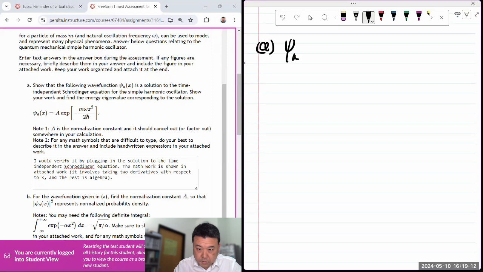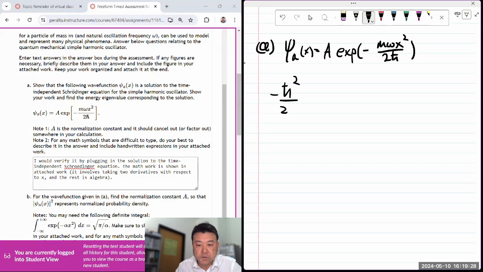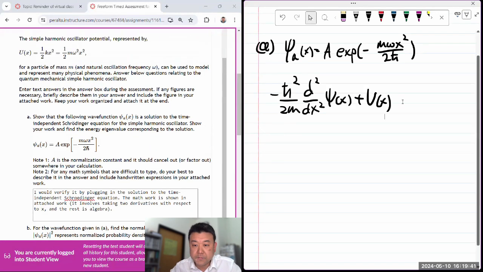So you are given the solution, which is this. And the Schrödinger equation says minus h bar squared over 2m, this is the time-independent Schrödinger equation, plus V of x. Now I need to plug in V of x. So let me have a copy of that.